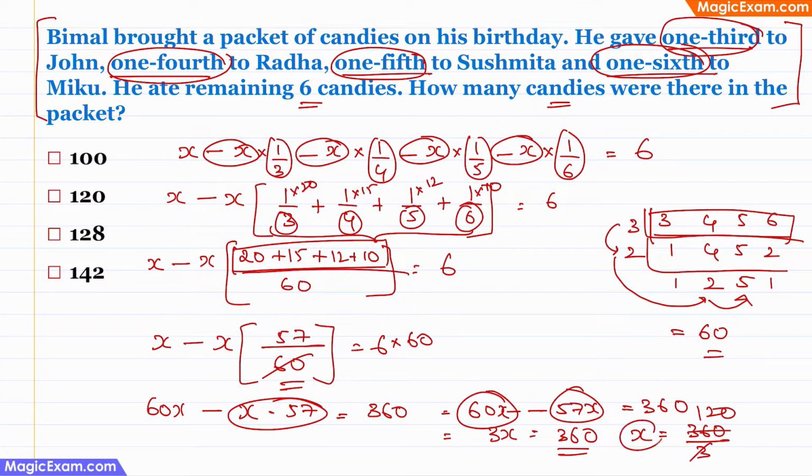Therefore x is 120, which means that the packet originally had 120 candies, which he distributed to everybody and he ate the balance 6. So the original number was 120. So answer option 2 is correct.